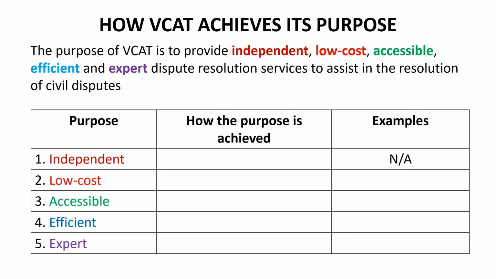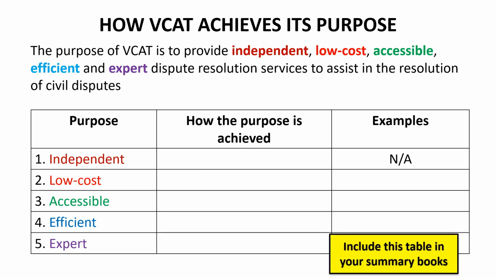As you can see, there are 5 purposes of VCAT in providing dispute resolution services. The following slides look at each of these purposes in turn and explain how VCAT achieves them. In your summary books, please draw up a table like the table on this slide. You can see that I've listed the 5 purposes of VCAT in providing dispute resolution services in the left-hand column. You'll need to describe how the relevant purpose is achieved in the middle column, together with some examples that illustrate your description in the right-hand column.